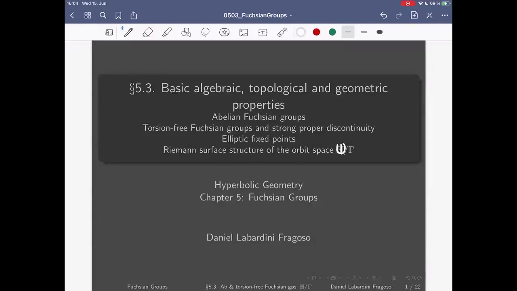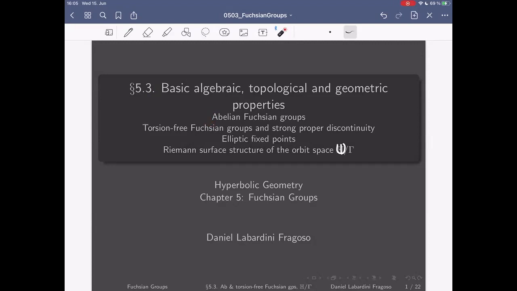Okay, welcome. We will talk today about some algebraic, topological, and geometric properties of Fuchsian groups. And the first thing will be to look at the structure of abelian Fuchsian groups.